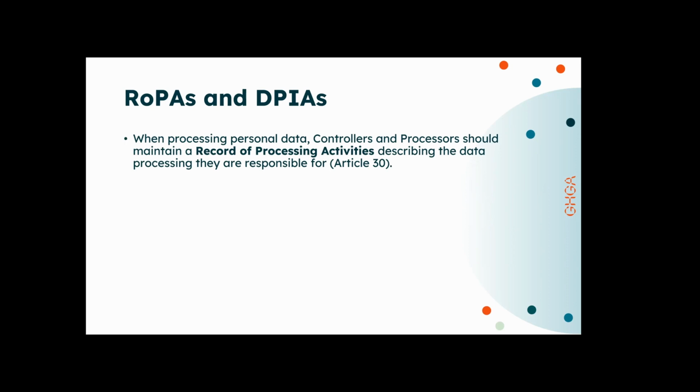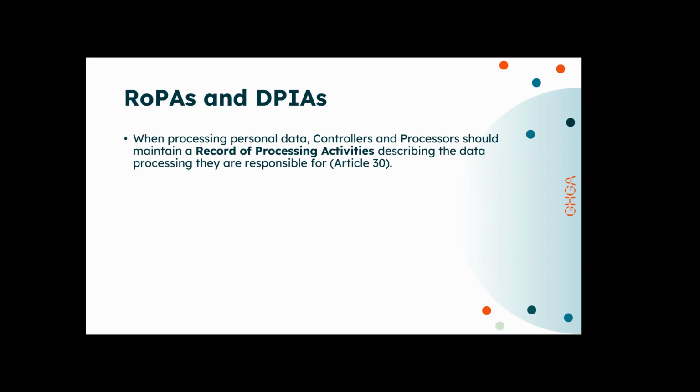Now, some of the responsibilities for controllers and processors are what are called ROPers and DPIAs. I'm just going to talk briefly about these now. When you're processing personal data, controllers and processors should maintain what's called a record of processing activity. That's why I've shortened it to a ROPer, to describe the data processing that they are responsible for. And this is set out in Article 30 of the GDPR.